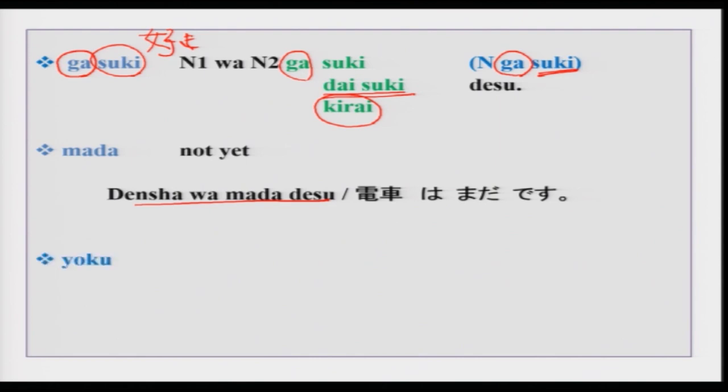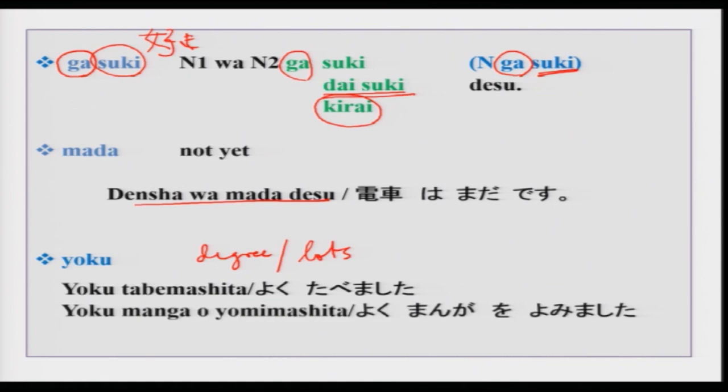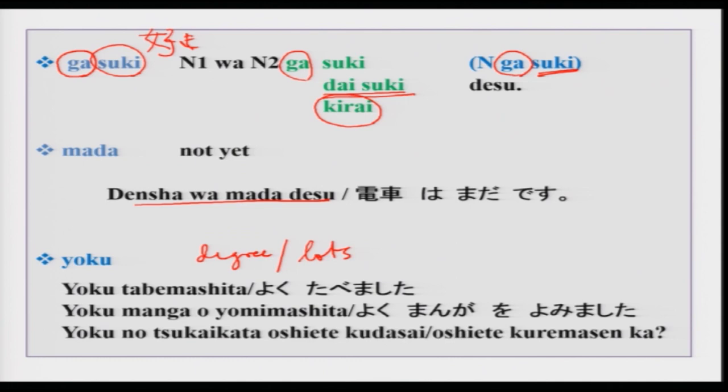Then yoku, we did just now. It shows degree. For example, you can see over here, yoku tabemashita. I have had lots to eat. Yoku manga o yomimashita. Gakko no toki, gakusei no toki, daigaku no toki, yoku manga o yomimashita. Kodomo no toki, yoku manga o yomimashita. And then, yoku no tsukai kata oshiete kudasai. Please tell me how to use yoku.